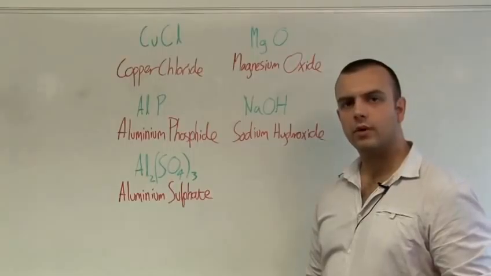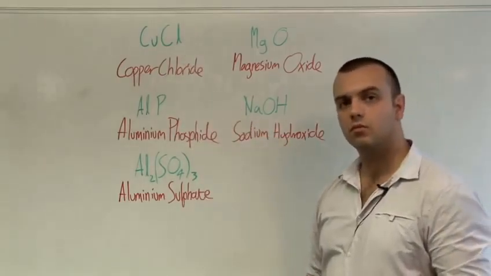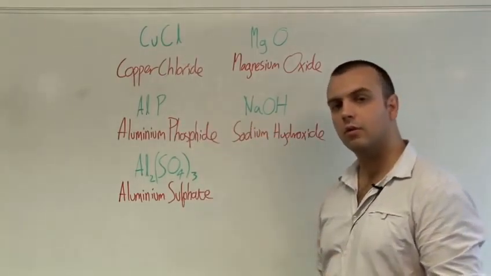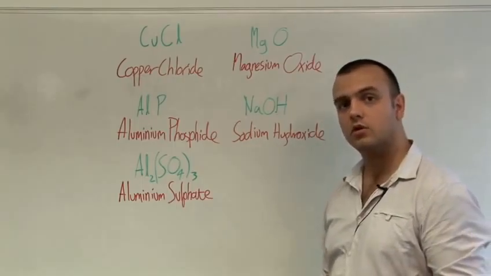This is how to name compounds in chemistry. Naming compounds is usually very simple. For example, copper chloride. If you know what the symbols are, and you can read them off the periodic table, it's very simple to give the name. Copper chloride contains copper and chlorine.